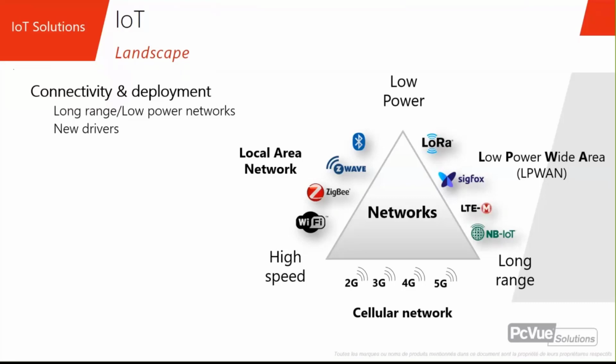Those networks include LoRa, Sigfox, and also networks derived from 4G, LTE-M and NB-IoT. Those networks are energy efficient, allowing to send light messages over a very long range. And that's what we're talking about here for the IoT.